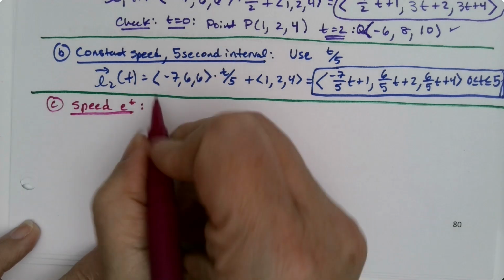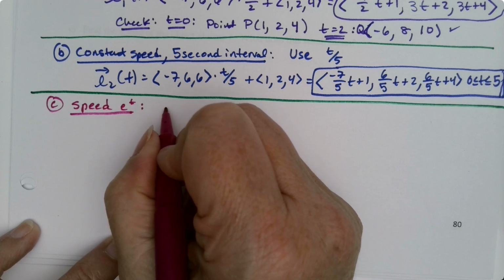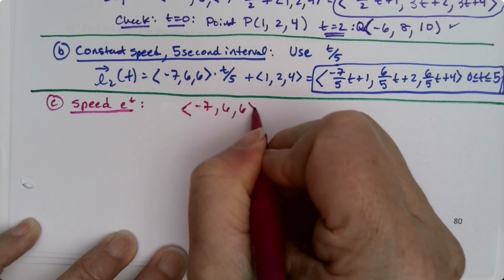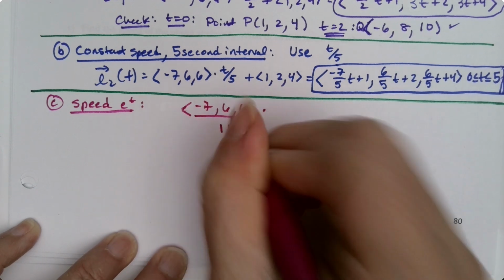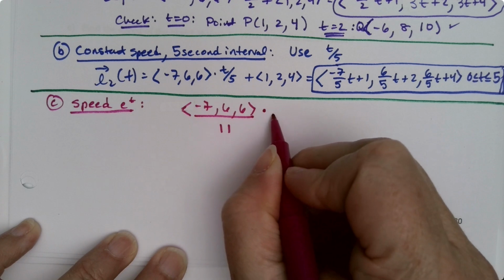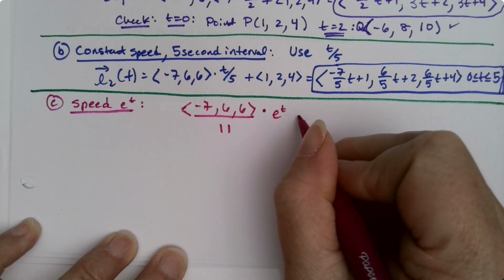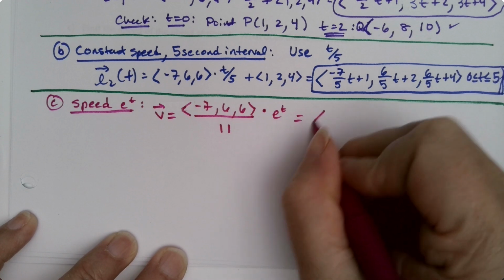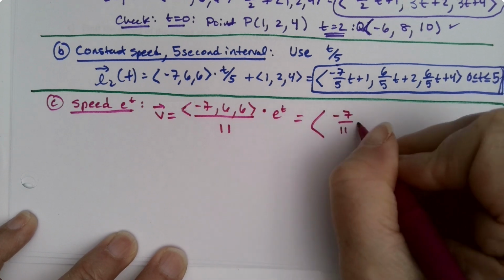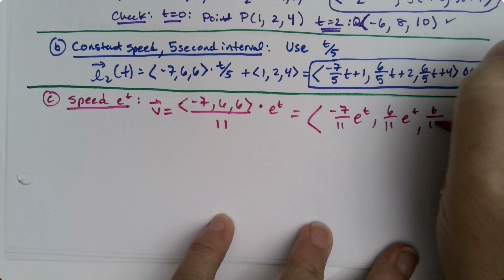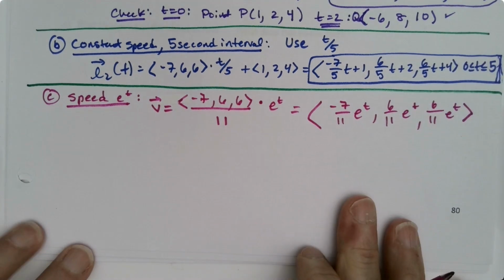Okay, so the original speed was, well, let's just do it this way. We're going to take our direction vector, negative 7, 6, 6. We're going to divide it by 11, right, to make it a unit vector, if you will. And then you're going to multiply it by the new speed you want, which is e to the t. So this is going to be our direction vector now. So that would be negative 7 over 11 e to the t, 6 over 11 e to the t, 6 over 11 e to the t. This is now the direction vector we want.